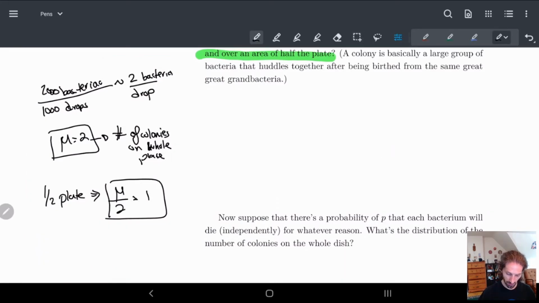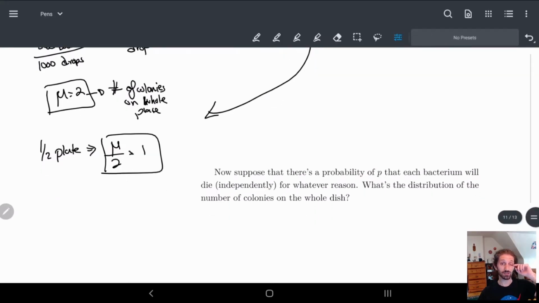Okay, so that kind of answers the first two things. Now we're going to suppose that there's a probability that each bacteria I put onto my dish might not eat the food, or it's going to be too hot or something, but there's a probability P that they die. So this is where we're going to be using our random scatter theorem. And we're going to ask, what is the distribution of the number of colonies on the entire dish?